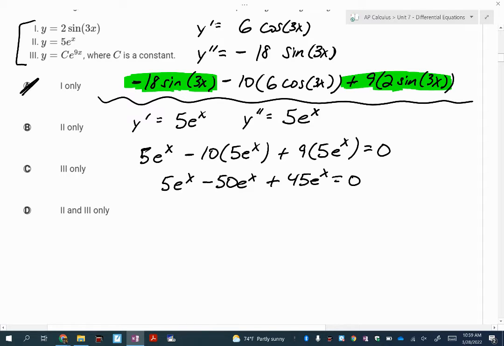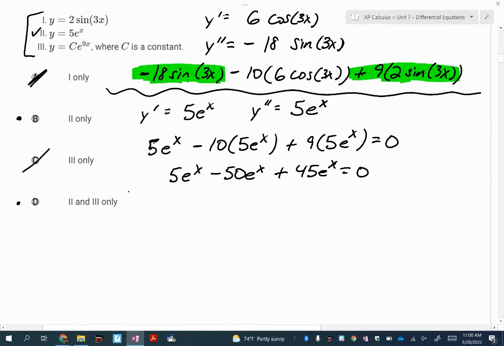And if you notice, they're all like terms here. So 5 minus 50 is negative 45. Negative 45 plus 45 gives you 0. So 0 times e to the x is going to be 0. All right, so 2 works. So it could be B and it could be D. But we've got to check on Roman numeral 3.